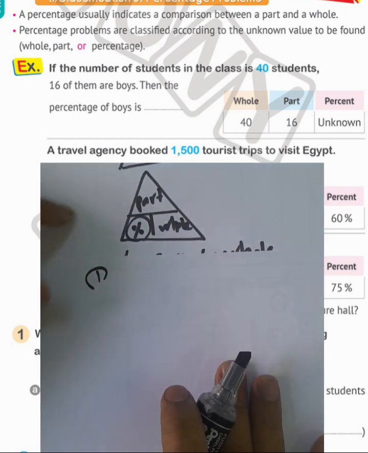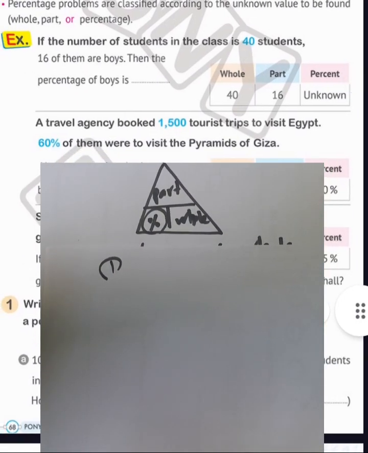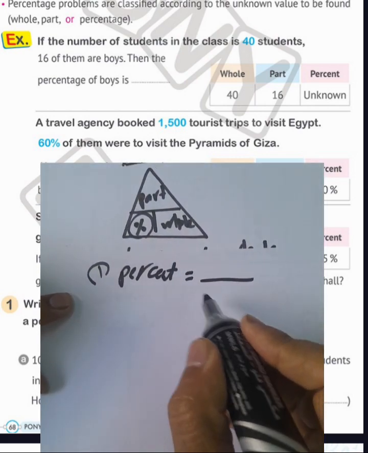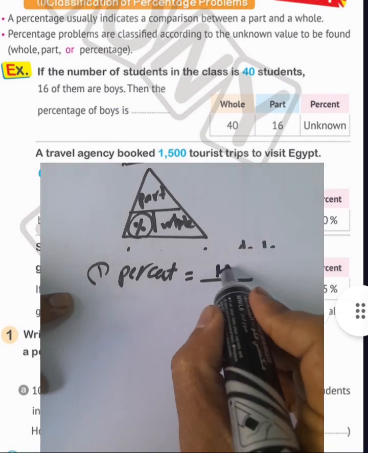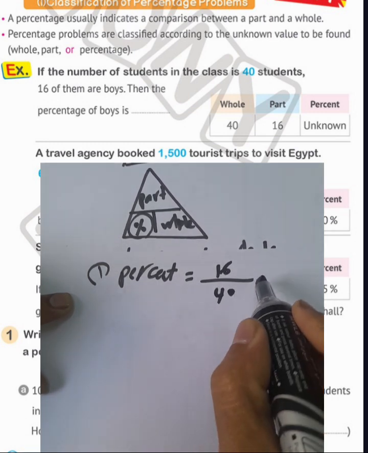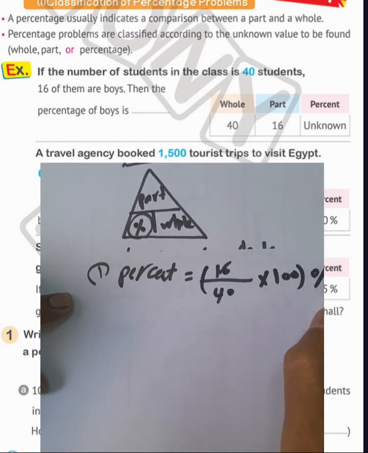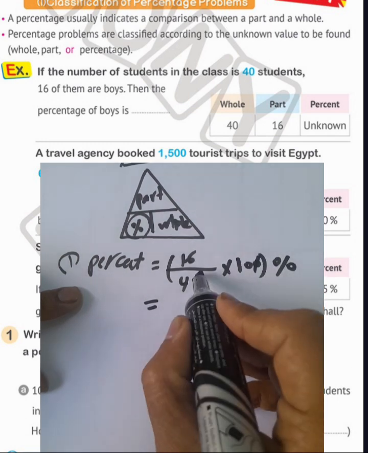Let's solve this example by this rule. Look here. What do you want to find? You want to find the unknown, and the unknown here is a percent. To find the percent, you write part over whole. The part here is 16 boys, since you want to find the percentage of boys. We divide the number of boys, 16, over the total 40, and then convert to percent by multiplying by 100 over 100. Then you can cancel 0 by 0.